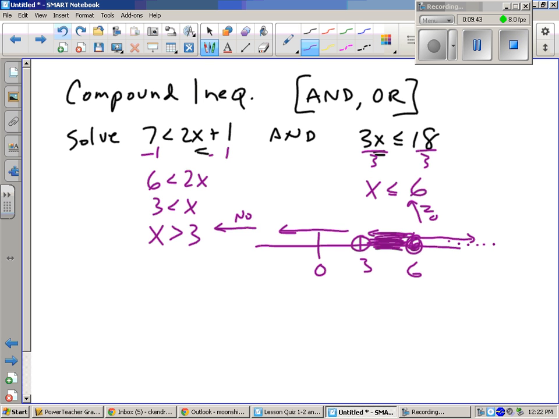So that's where you shade. And again, if you're not sure, pick a number. Pick 4, put it in here and here, and see if it comes out true. If it does, then you know you have to shade there.